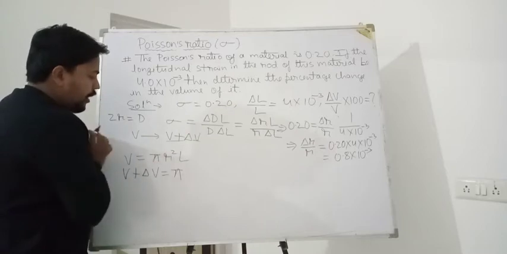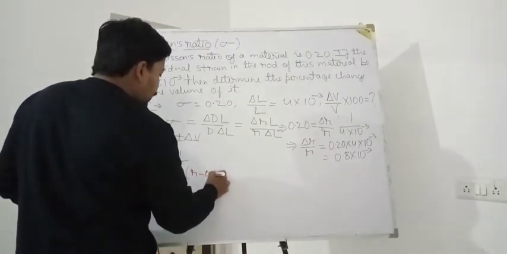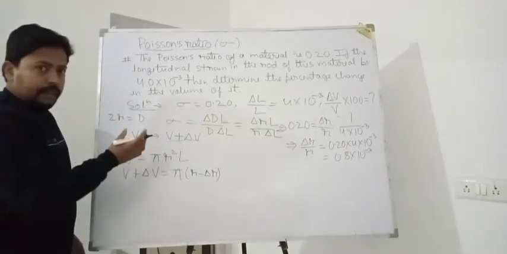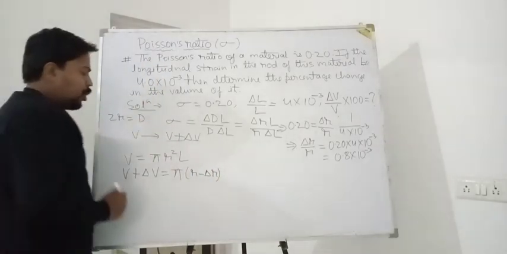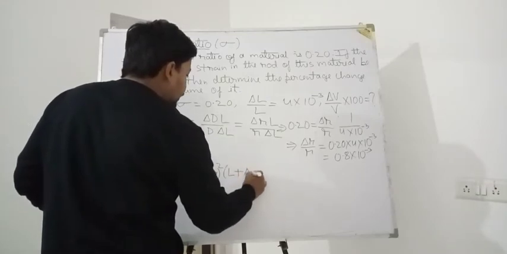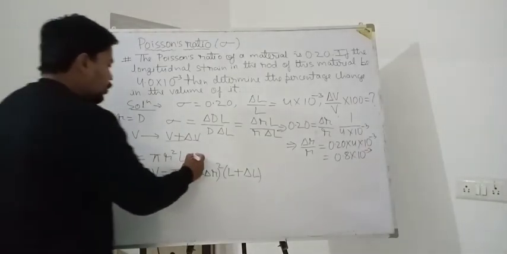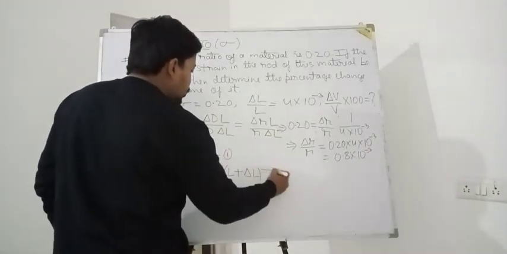That is the volume of the cylinder. It will be equal to π(r minus delta r)² into (L plus delta L), because r is decreasing and the length increases. We have seen the figure of that Poisson's ratio. This we know. Is it clear? So name this equation number 1 and name this equation number 2.